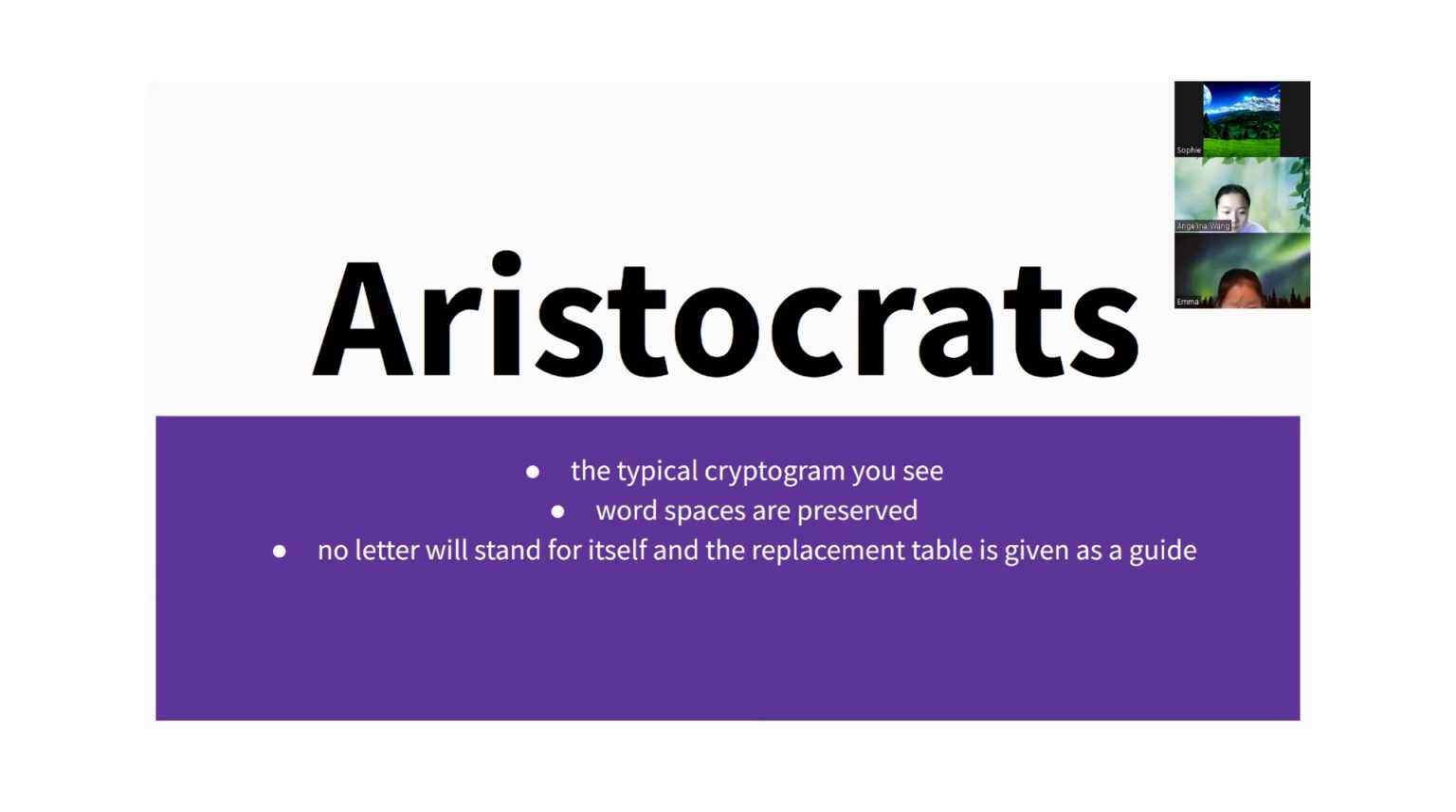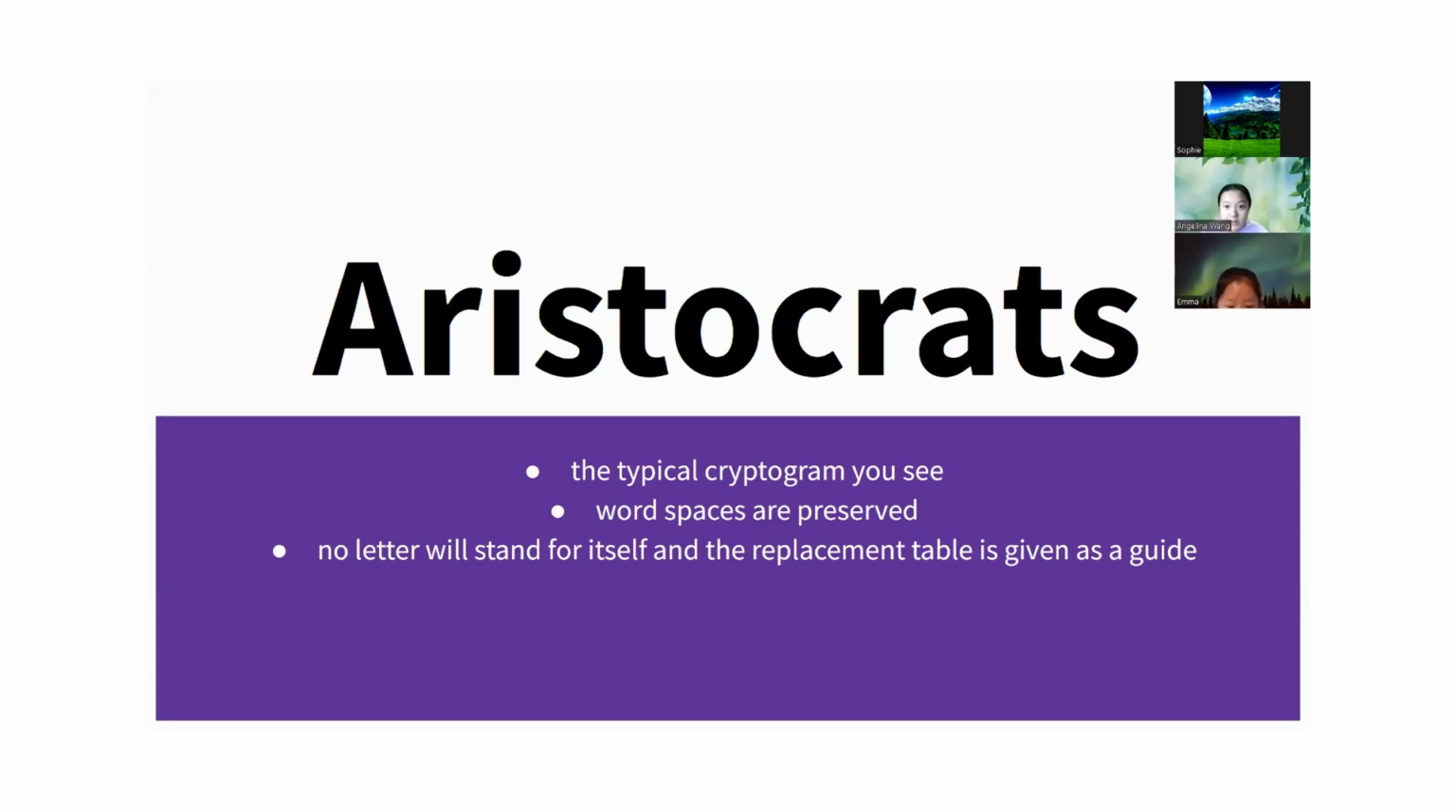And no letter will stand for itself, and the replacement table is given as a guide. What that means is that if you have the letter A in English, then it cannot be the letter A in ciphertext. Sometimes that eliminates possibilities, but it's very uncommon that they repeat, that you will ever have to make a decision about having it not repeat. And then the replacement table, I'll show you guys that in a bit.